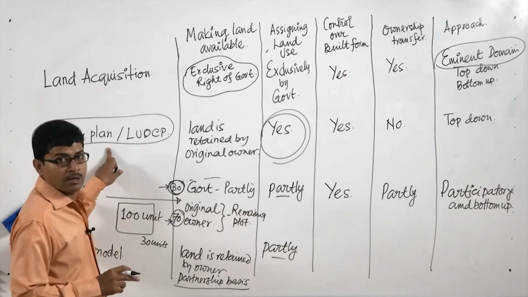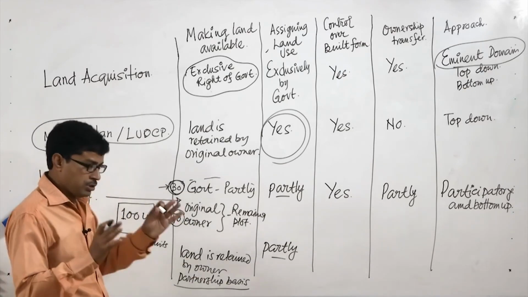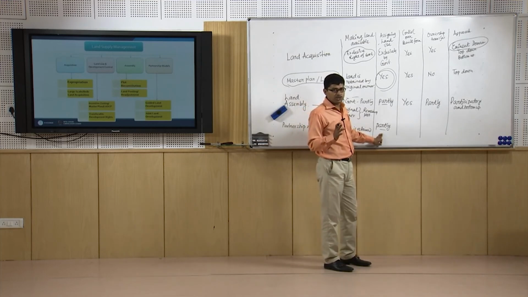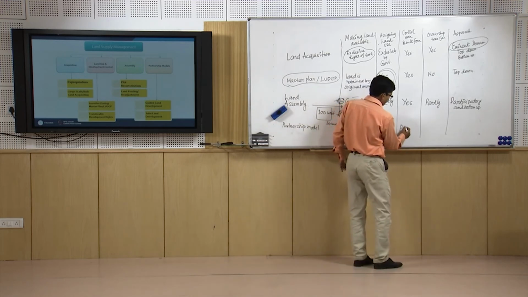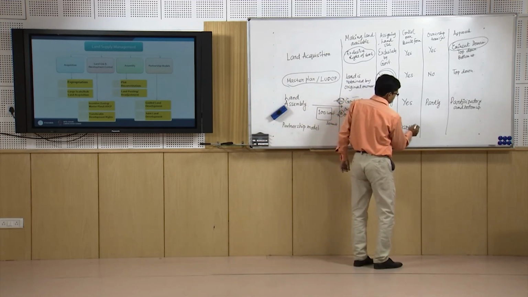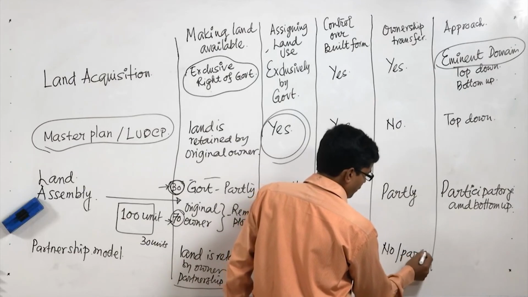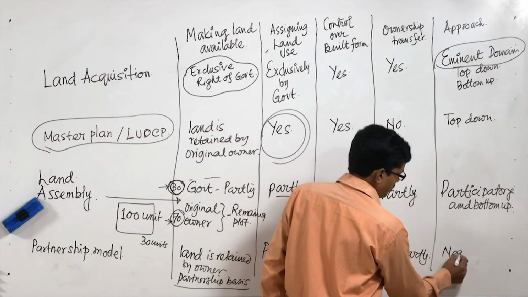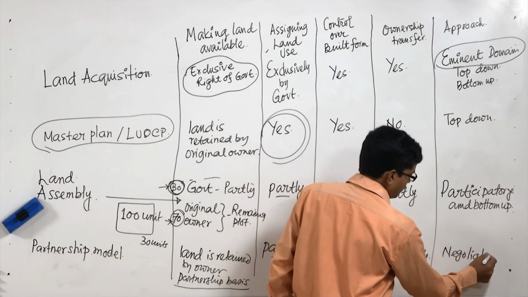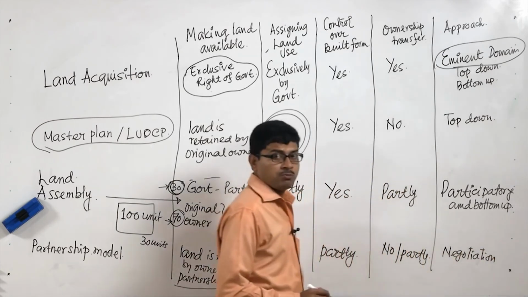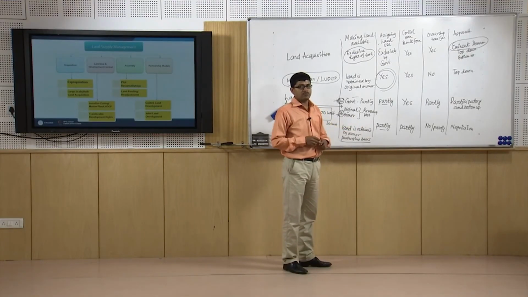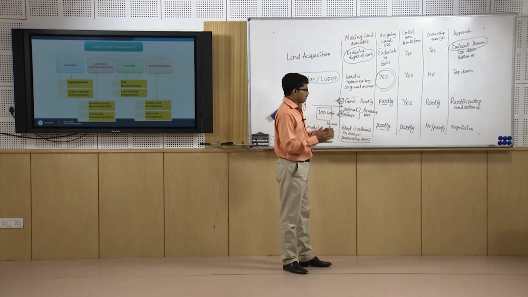So, within the overall master plan and LUDCP prescription, with a particular land parcel, government can take very specific regulations or control in discussion with the private party. Similarly, here also, mostly no or partly, and here the approach is through negotiation. If any land is to be purchased by the private party or private company, they can purchase the land directly from the market and they can work with the government to develop an overall plan.